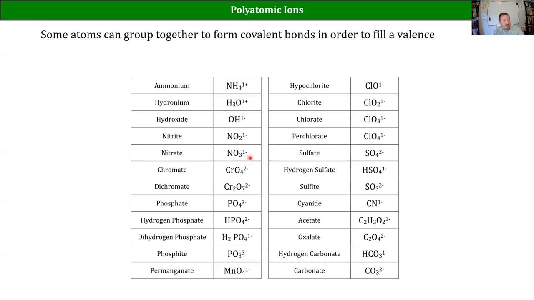So nitrate is NO3 with a negative charge. Nitrite is NO2 with a negative charge. Phosphate is PO4 with a -3. Phosphite is PO3 with a -3. So they're somewhat predictable in that way. If you have the -ates memorized, then the -ite is just going to be the same formula missing an oxygen. Right. And so sulfate versus sulfite, chlorate versus chlorite. They're not on here, but bromates versus bromites.